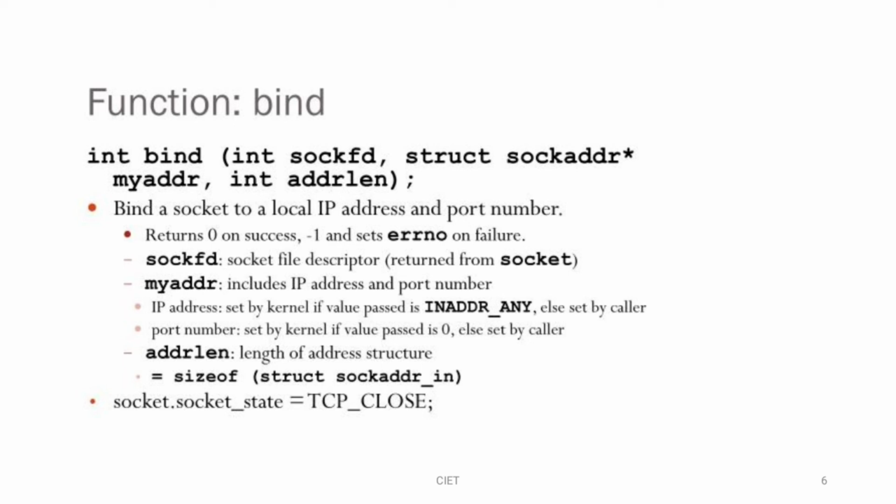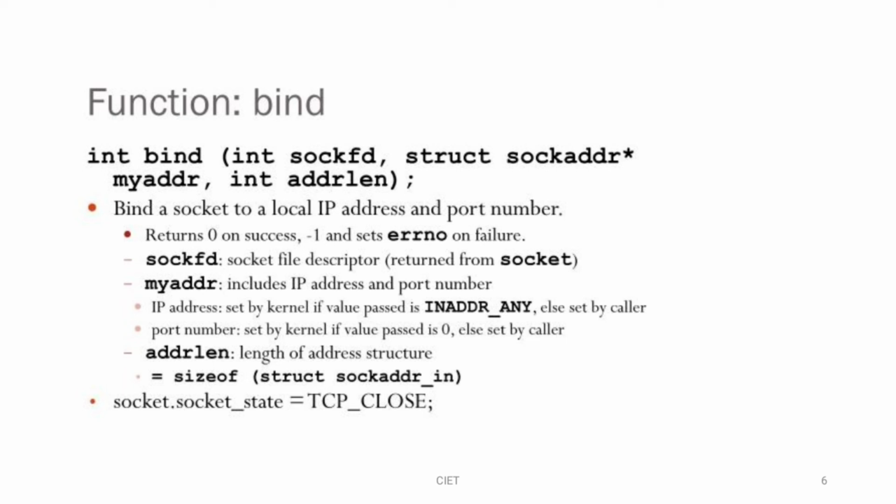In the bind function, we have three arguments. The return type is int: int bind(int socket file descriptor, struct sockaddr my_addr, int address length). In this bind function, the socket contains a local IP address and the local port number. If it is successful, it returns 0, and -1 if any error occurred. sockfd is nothing but the socket file descriptor, and my_addr includes the IP address and the port number.